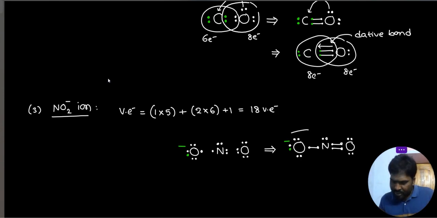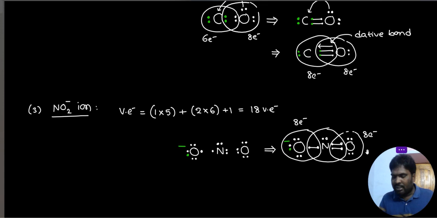Once verify. Around the oxygen, 3 lone pairs, 1 bond pair. Total how many electrons? 8 electrons. Around the other oxygen, 2 lone pairs, 2 bond pairs, 8 electrons. Similarly, observe this one, 3 bond pairs, 3 into 2 is 6, plus 1 lone pair, yes, 8 electrons. So all atoms obey the octet rule. So this is a stable molecule, a stable ion.